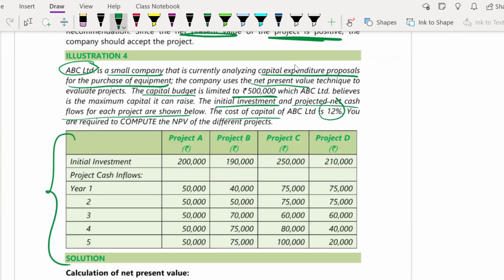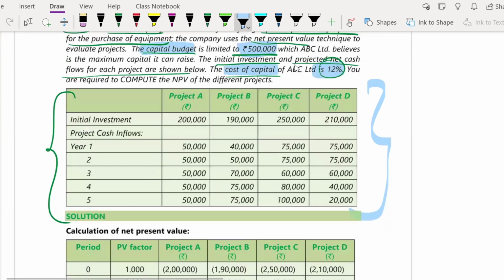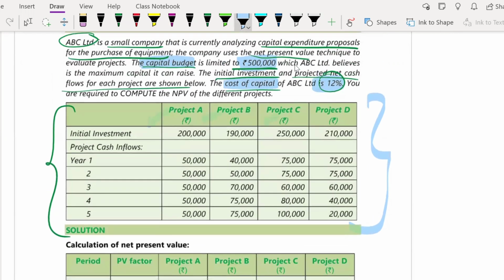The cost of capital is 12%. You are required to compute NPV. So in the question, they have given you two pieces of information: 5 lakh is your maximum capital budget and 12% is the cost of capital. And the rest of the information is given here: project A, project B, project C, project D.